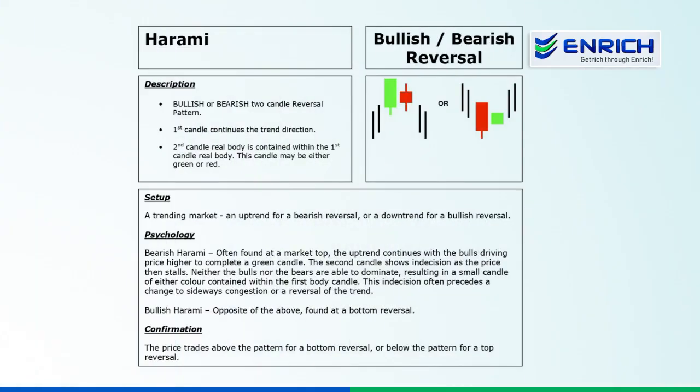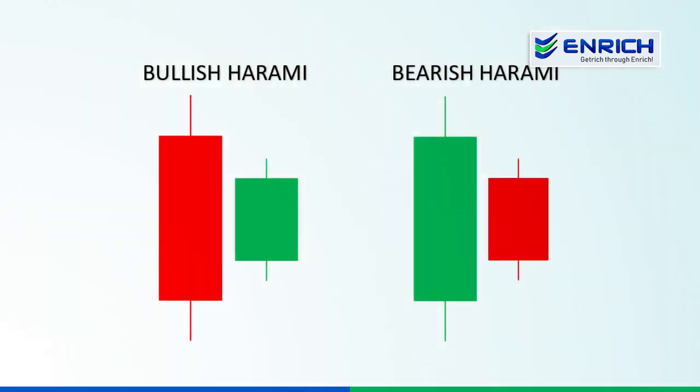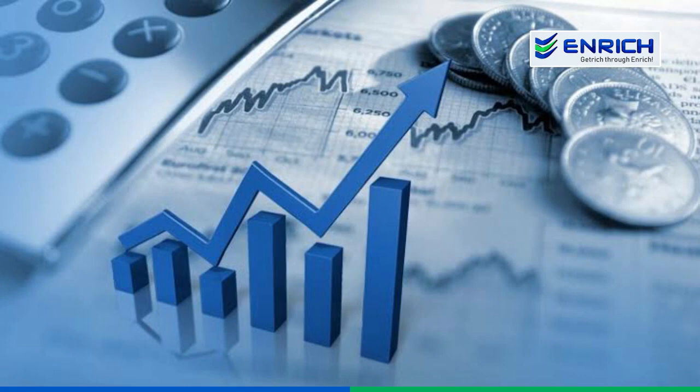Harami is made up of two candles and it shows a trend reversal. It can either be bullish or bearish depending on where it is within the price action. Harami is a very important candlestick pattern because this pattern can be seen all over. Whether you deal with stocks, commodities, or currency, you will be able to see this pattern. So pay attention and practice this pattern.